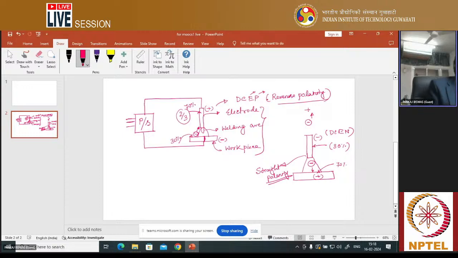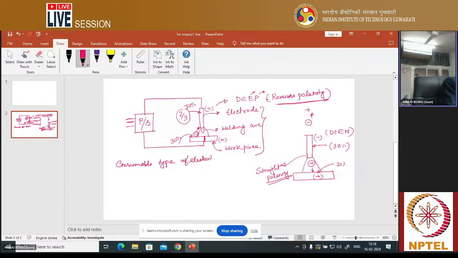So from here, you should always keep this thing in mind. Generally, reverse polarity is preferable where you want to melt the electrode. That means where you want more heat to be generated in the electrode. So in which case do you want more heat in the electrode? You should always keep this in mind. Generally, in the case of a consumable type of electrode.